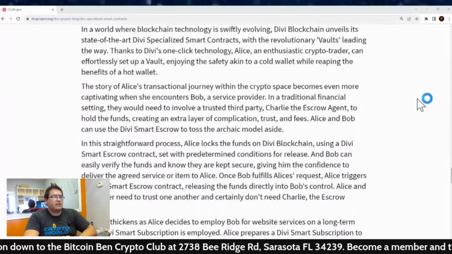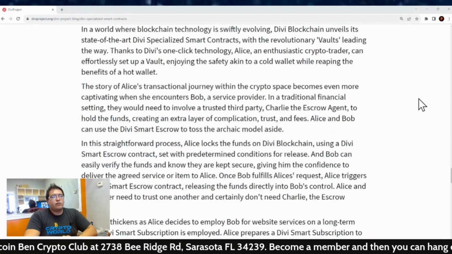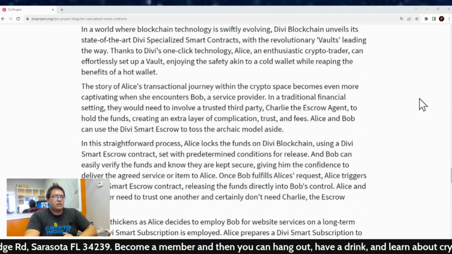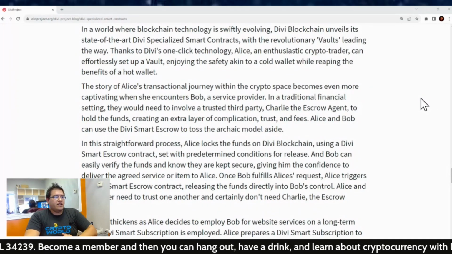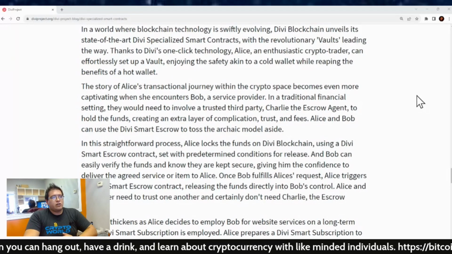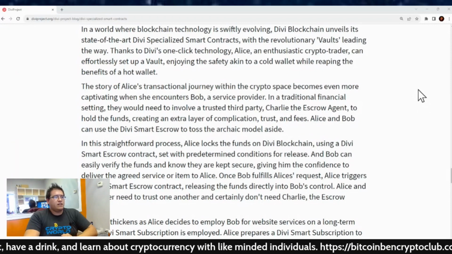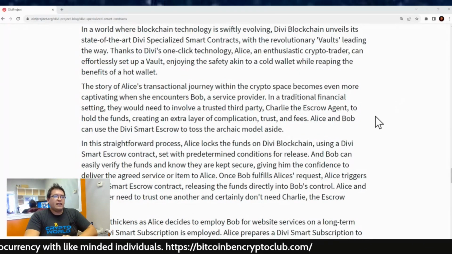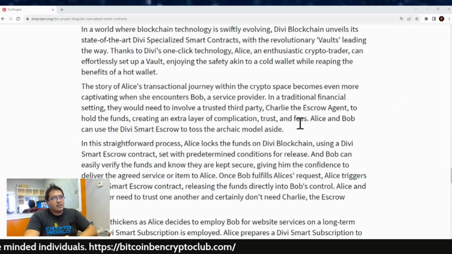The story of Alice's transactional journey within the crypto space becomes even more captivating when she encounters Bob, a service provider. In traditional finance settings, they would need to involve a trusted third party, Charlie, the escrow agent, to hold the funds, creating an extra layer of complications, trust, and fees. Alice and Bob can now use the Divi Smart Escrow to toss their archaic model aside, so we don't need Charlie anymore.